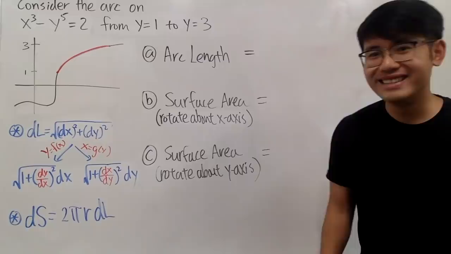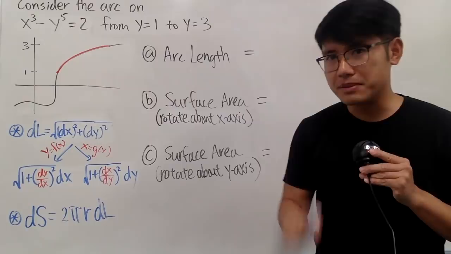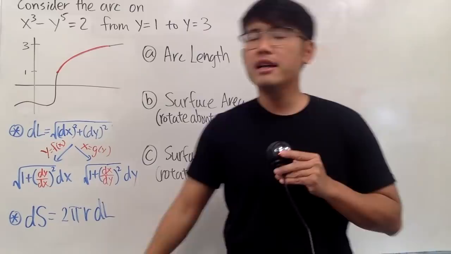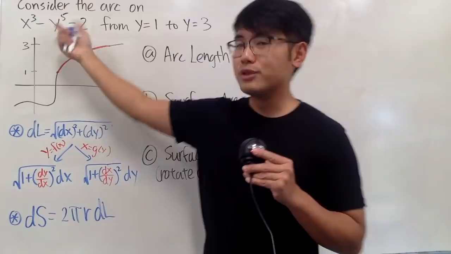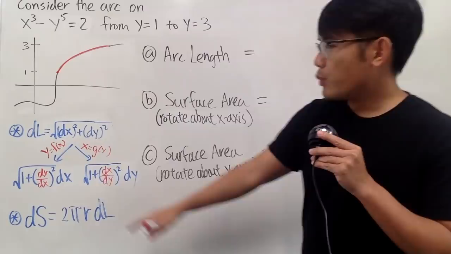Okay, we are still going to do these three questions, but this time the curve is slightly different because y is not isolated, x is not isolated, right? So to find the arc length, of course, we have to have one of these situations. Well, it's okay, it's not that bad because we can do some algebra right here. So we are still good, right? But here's the deal. Which one should we isolate though? The x or the y?